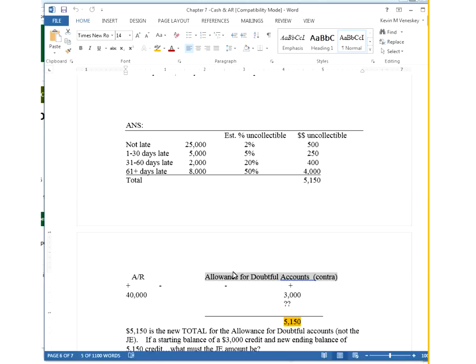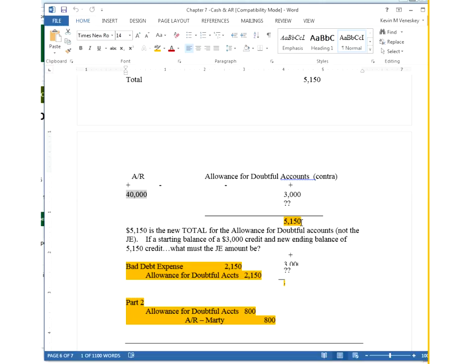real fancy name for an unknown. I know people aren't going to pay me $51.50 out of the $40,000. I just don't know who isn't going to pay me the $51.50 total. Now I know where some of that is going to be coming from. I know of the $51.50, I can take back out, I can subtract as a negative, if you put it over here, $800 will not be coming from my client Marty.